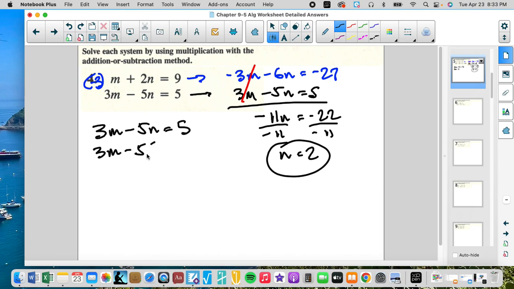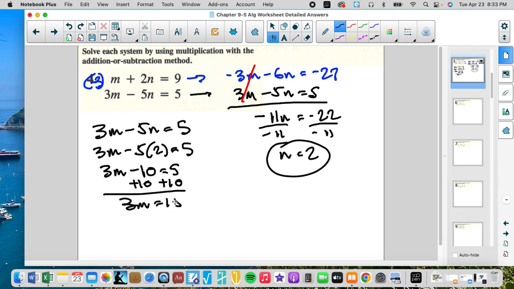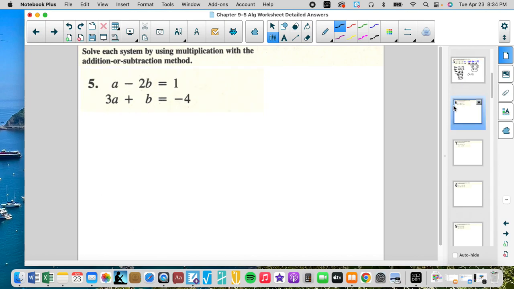Minus 5 times 2 equals 5. 3m minus 10 equals 5. Add 10, add 10. 3m equals 15. Divide by 3, divide by 3. m equals 5. So that's the m, n coordinate.